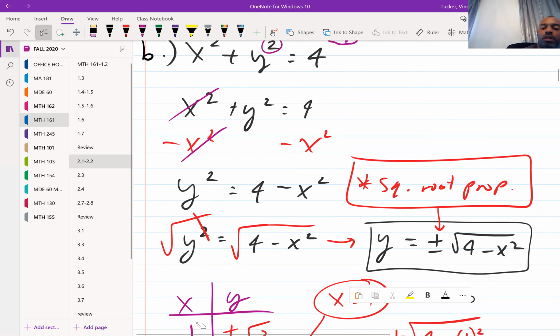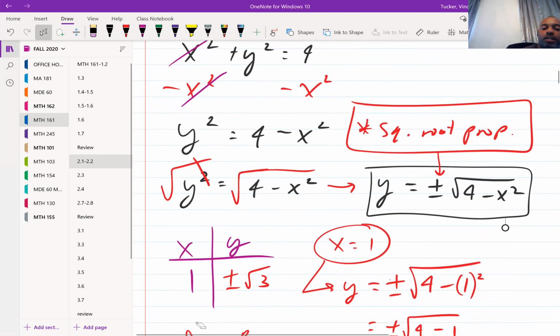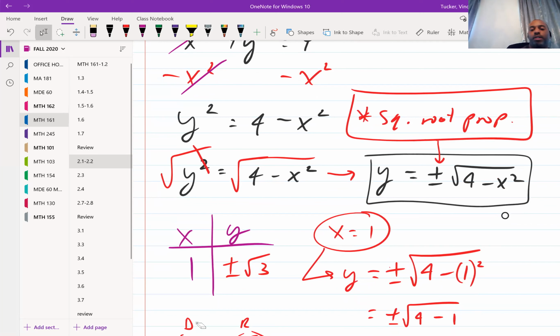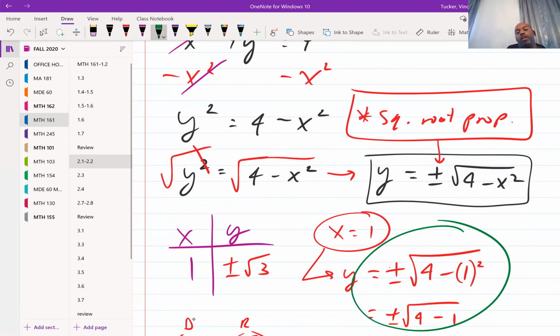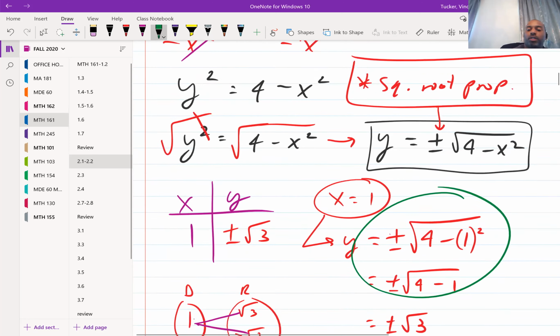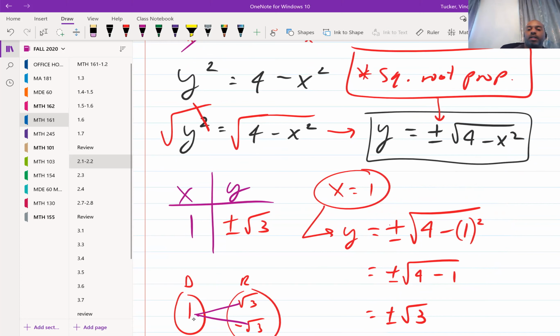All right. So now if I just take positive 1, if I plug in positive 1 for x, that's 4 minus 1 squared. 4 minus 1 is 3. But the main thing that is causing us the problem is the fact that we have plus or minus right here. So when I plug in 1, I get plus or minus square root of 3, which is 2 different numbers.